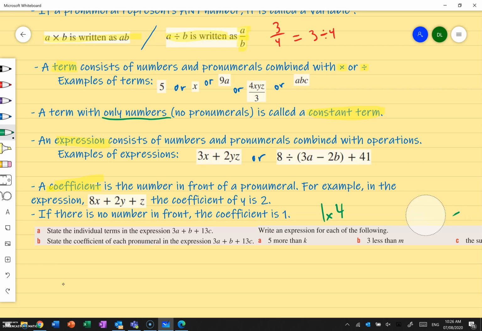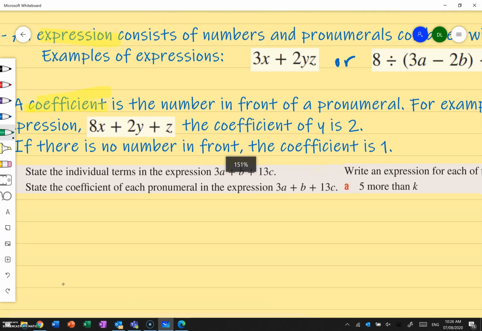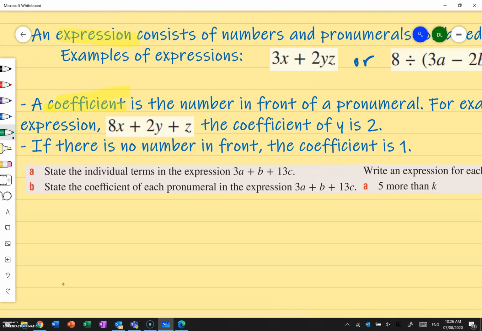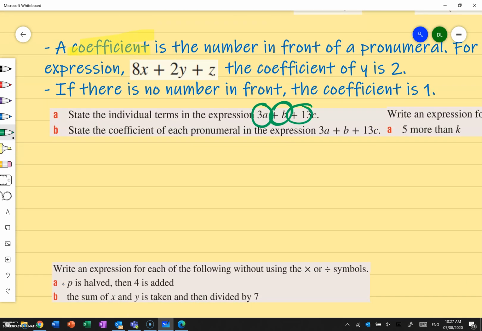So in the case of this one over here, when I've got z by itself, the coefficient of that is actually just 1. Awesome, let's go ahead and put this into practice. So let's first state the individual terms in the expression of 3a plus b plus 13c. Now remember, we separate the terms by looking at the addition or subtraction. So in this case, I've got 3a, that's one term. I've got b, and I've also got 13c. Those are my 3 terms.